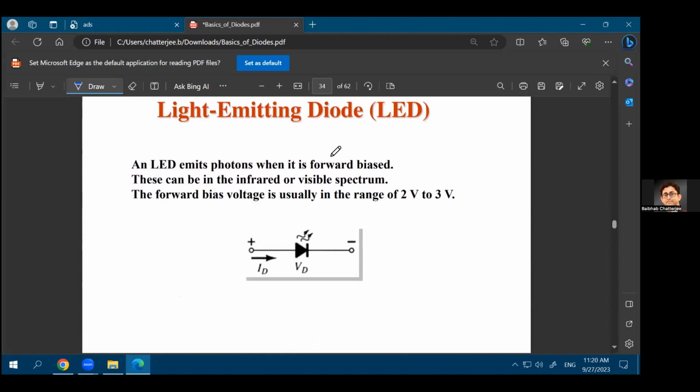You can also have, probably some of you already know about, LEDs. So these are basically light emitting diodes, and they emit photons when they are forward biased. And these photons could be in the infrared region or visible spectrum. And in their case, the forward bias voltage is usually in the range of 2 volts to about 3 volts.